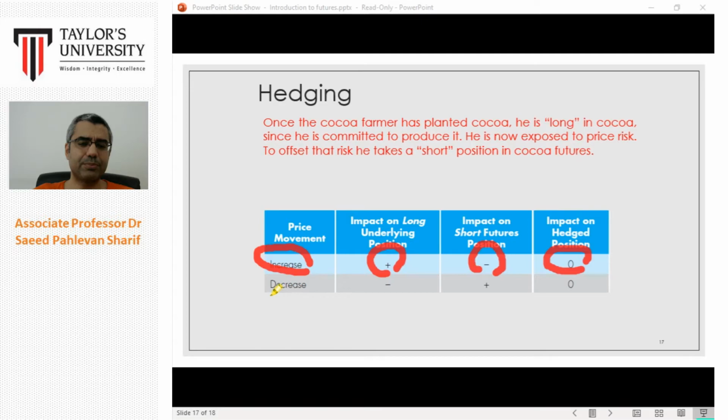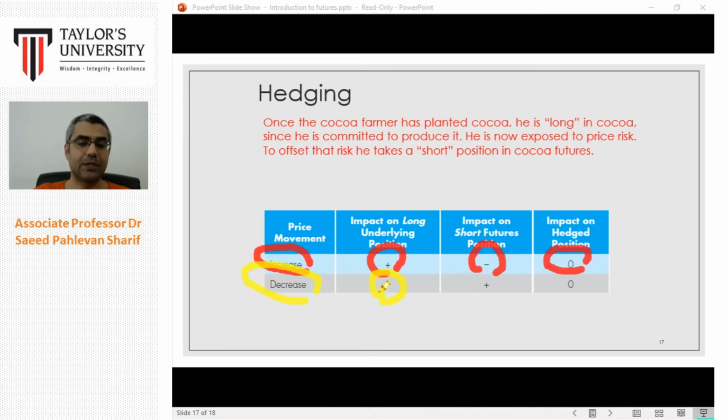What happens if the price of cocoa decreases in the market? If the price of cocoa decreases in the market, the cocoa farmer, 6 months later, already has a warehouse full of cocoa, so the value of this cocoa will decrease. A negative impact on the value of his assets, meaning he is already long on cocoa, meaning he already has cocoa in the warehouse.